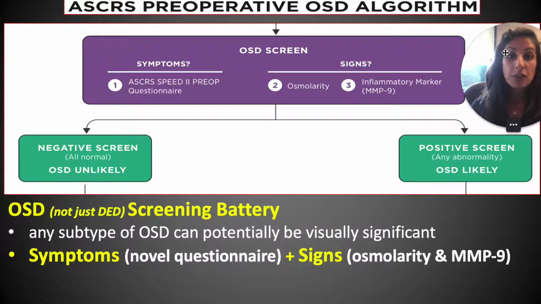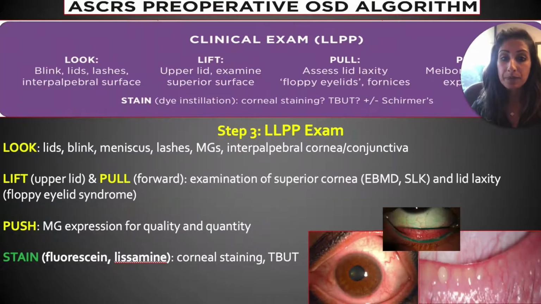For identification of signs, patients undergo osmolarity or MMP9 testing, as those are validated tools to help screen for dry eye. If the patient has any abnormal symptoms, that is considered to be a positive screen, or if they have any abnormal signs. I think the targeted clinical exam is really one of the highlights of this algorithm.